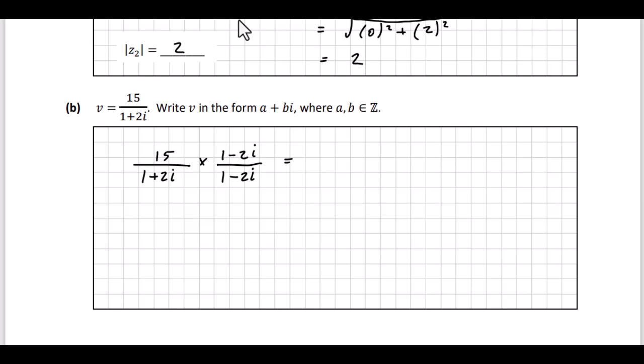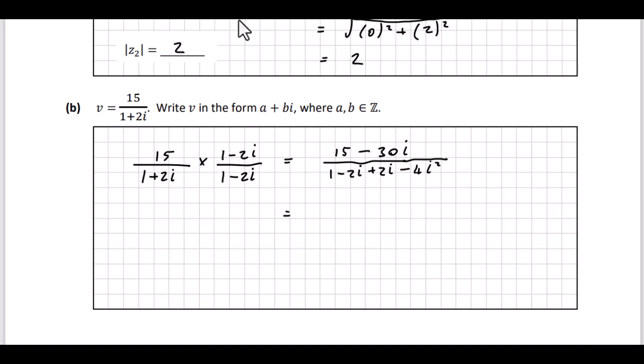So if we multiply the top by the top, the bottom by the bottom. So 15 times 1 is 15. 15 times minus 2 is minus 30. And then we're going to divide that by 1 times 1 is 1. 1 times minus 2i, minus 2i. Plus 2i times 1 is plus 2i. And then plus 2i times minus 2i. Well, plus times minus is minus. 2 times 2, 4, i times i, i squared.